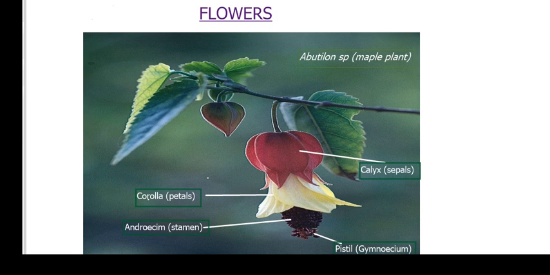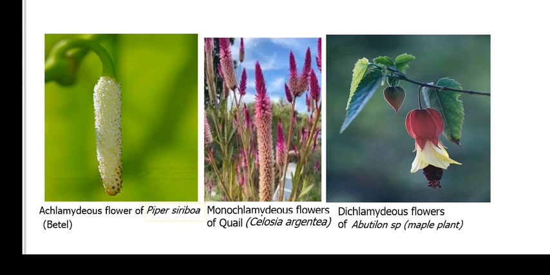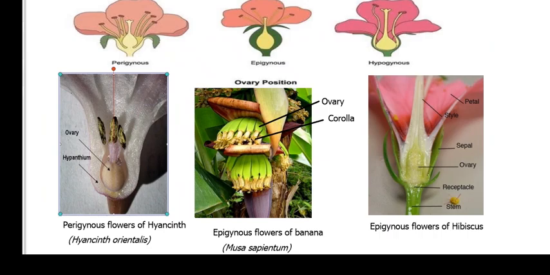But if the flower lacks at least one or more of these whorls, then it is said to be incomplete, like the achlamydeous flower of Piper betle, which is the betel, is said to be incomplete. So if the flower lacks at least one of the four whorls, then that flower is said to be incomplete.